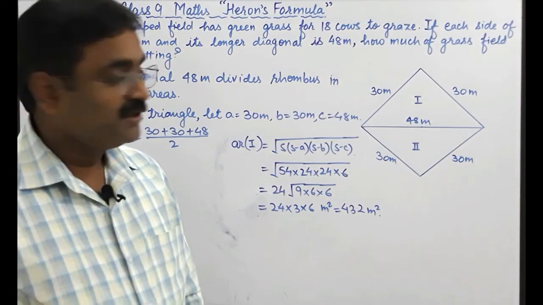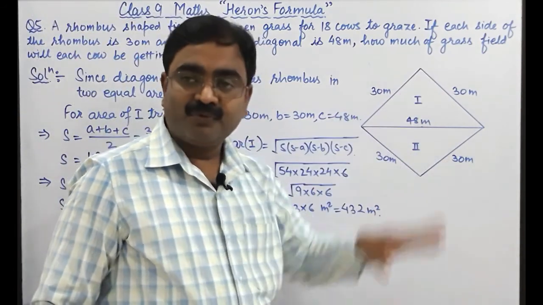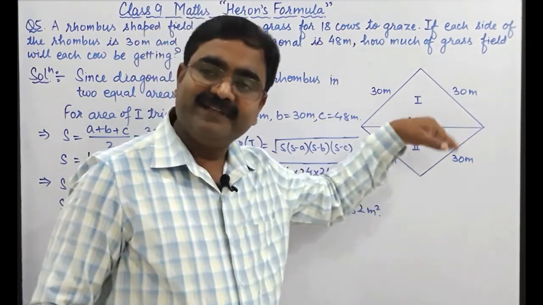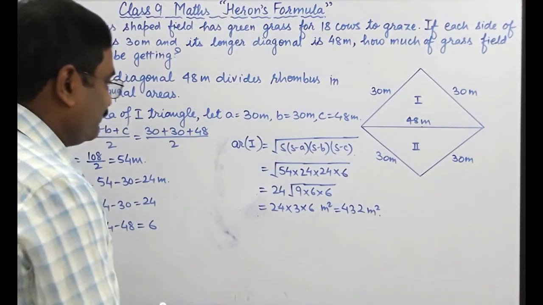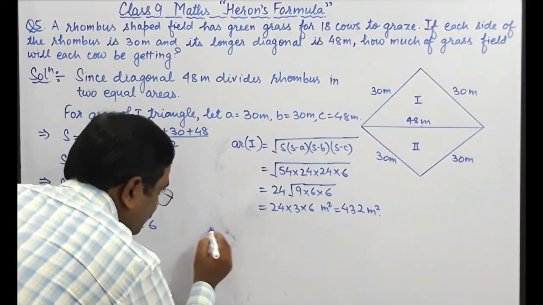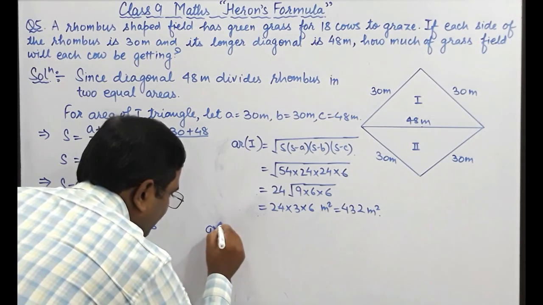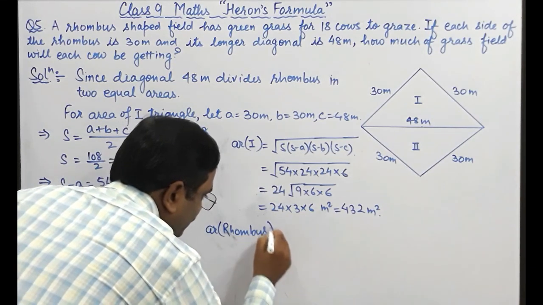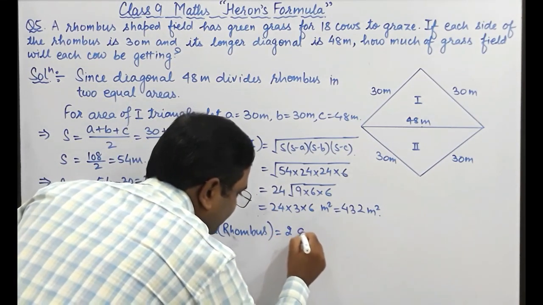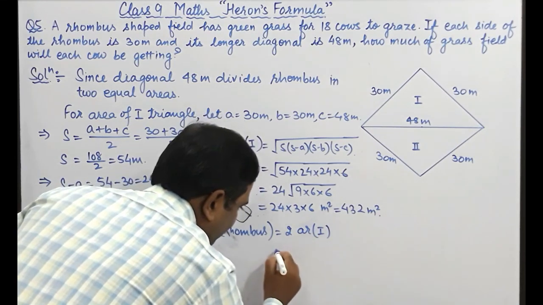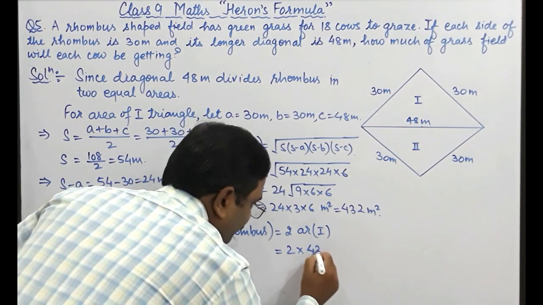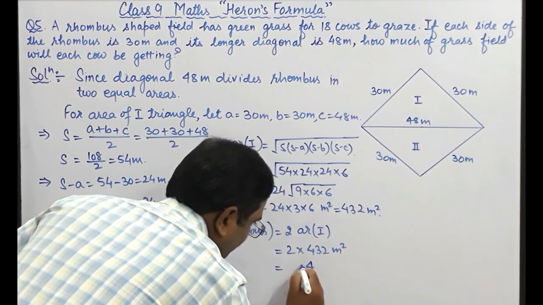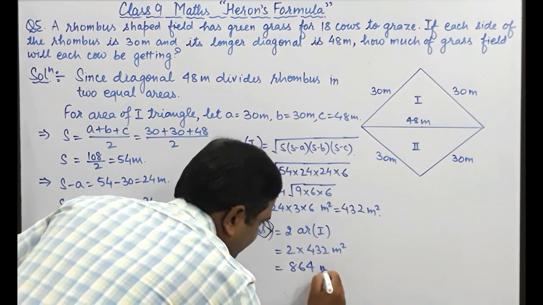432 meters square. So to find the area of the whole rhombus, we should multiply it by 2, because this diagonal divides the rhombus into two equal areas. Therefore, the area of the rhombus is equal to 2 multiplied by the area of the first part, that is 2 multiplied by 432 meters square. So 2 2s are 4, 2 3s are 6, 2 4s are 8 meters square.